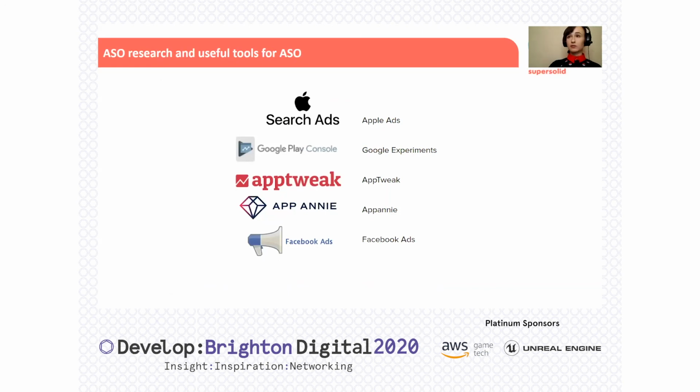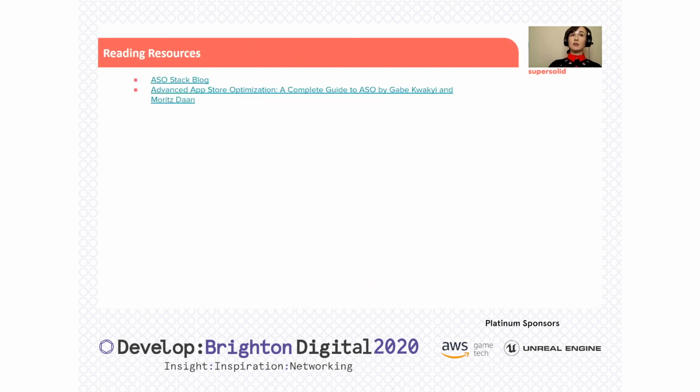Useful tools for ASO, as I mentioned before: Apple Search Ads, Google Experiments, App Tweak, App Annie, and Facebook Ads are really useful. And just some reading resources: the ASO Stack blog, and also Advanced App Store Optimization, a complete guide, is a great book for learning about ASO.